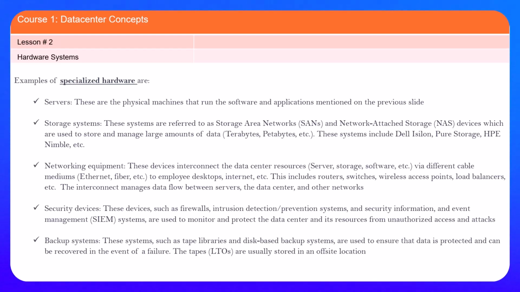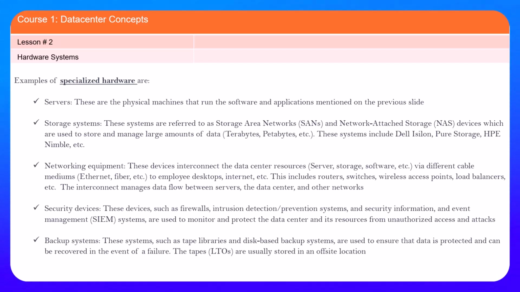The third piece in the hardware is networking equipment. These devices interconnect your data center resources, your servers, your storage, and your software. So think of it as the interconnect between the software and the hardware by different cable mediums. You have your Ethernet, your fiber, and so forth. They're connected to, for example, your employee desktops and the internet, right?